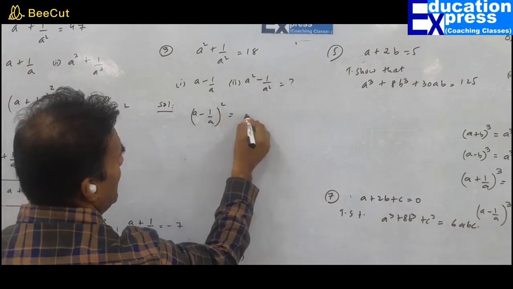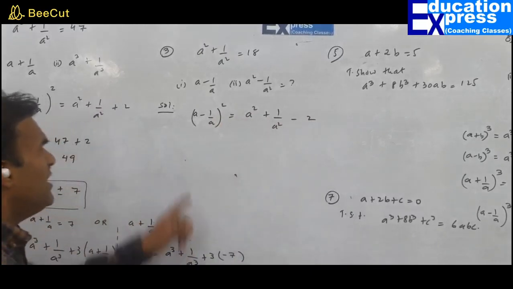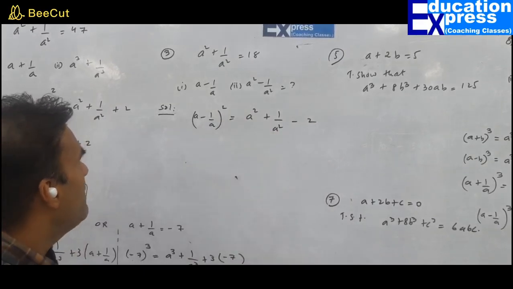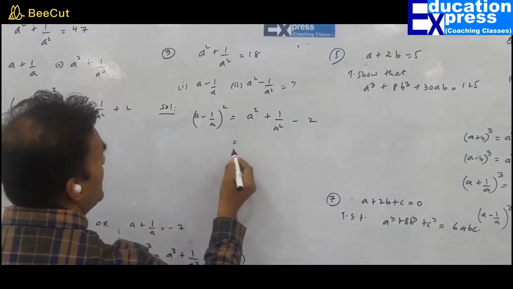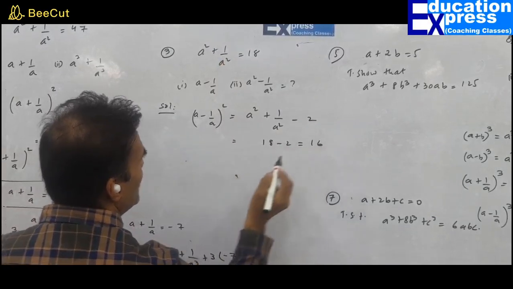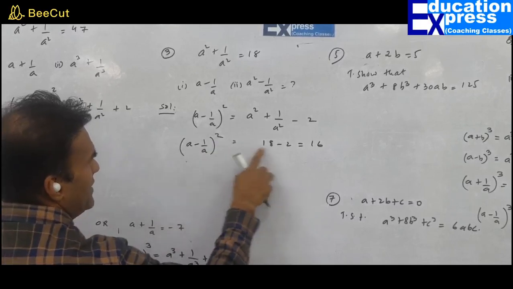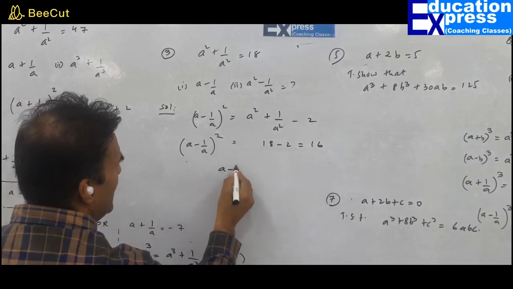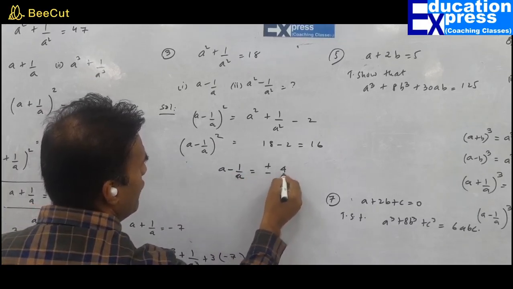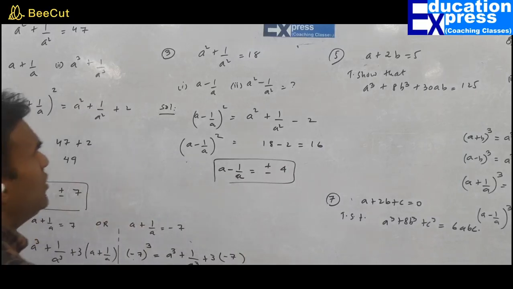The whole square can be written as a square plus 1 upon a square minus 2. This is the same as a minus b the whole square, a square plus b square minus 2ab. Can we substitute the values? Yes sir, a plus 1 upon a square is 18. 18 minus 2 is 16. So a minus 1 upon a, the whole square, is nothing but 16. In that case, a minus 1 upon a would be plus or minus 4. I hope you remember we have done the same thing over here as well. So again, two things will follow.